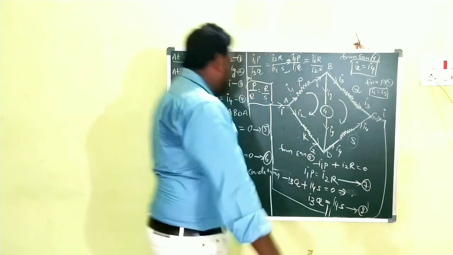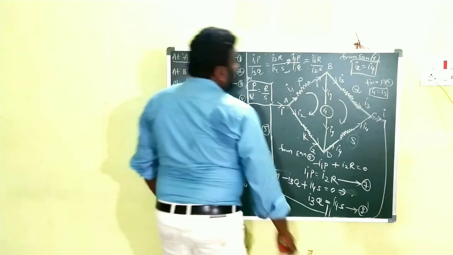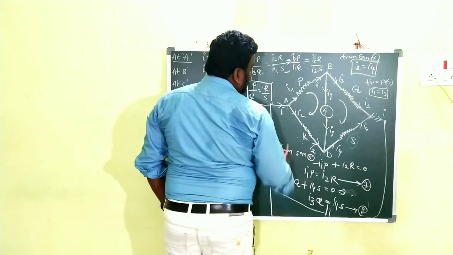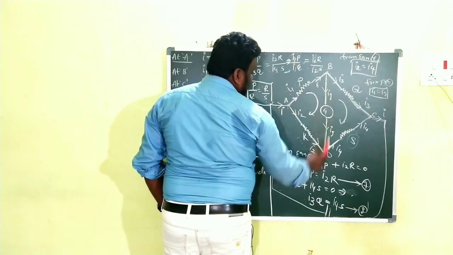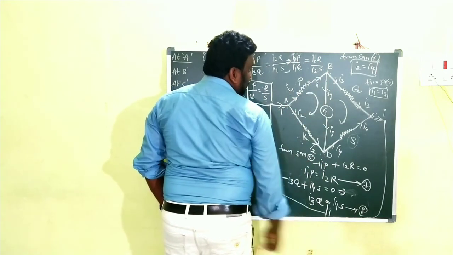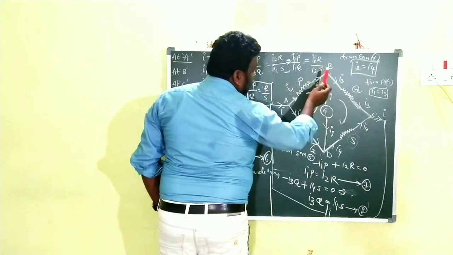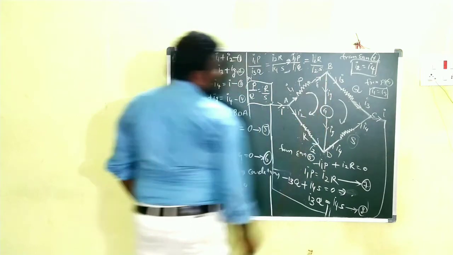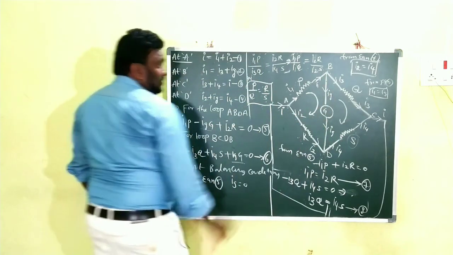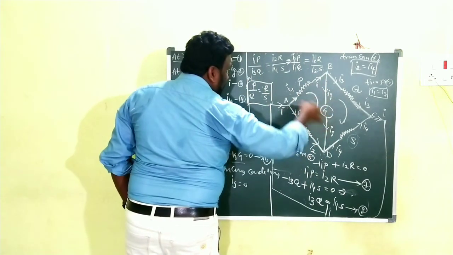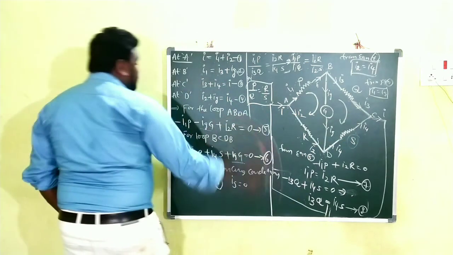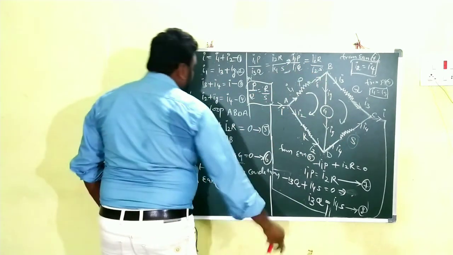The second part is that we now have to apply Kirchhoff's second law to the loops. The first loop is A, B, D, A. The second loop is B, C, D, B. Clear? These two are the loops. For these loops we have to apply Kirchhoff's second law. I already explained what Kirchhoff's second law is.